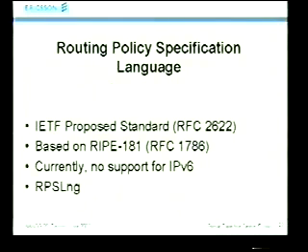It is a proposed standard, RFC 2622. It's based on RFC 1786. Now that is based on the RIPE document 181, but this was written in October 1994. It was republished then as an RFC, and it became the de facto standard. Now currently there is no support in RPSL for IP version 6.